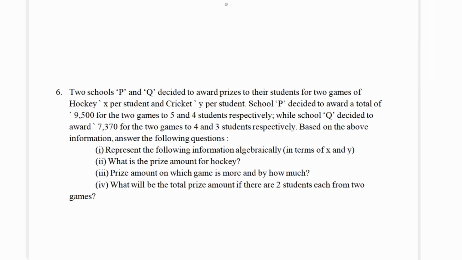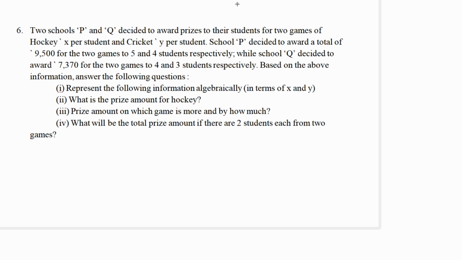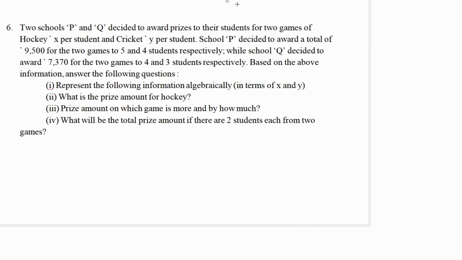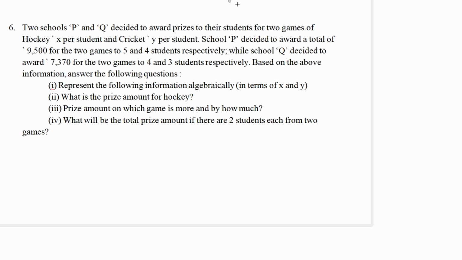Now this is a case study question. Two schools P and Q decide to award prizes to the students for 2 games, hockey, X per student, and cricket, Y per student. School P decides to award a total of 9,500 rupees for the 2 games to 5 and 4 students respectively. While school Q decides to award 7,370 rupees for the 2 games to 4 and 3 students respectively. Based on the above information, answer the following questions.